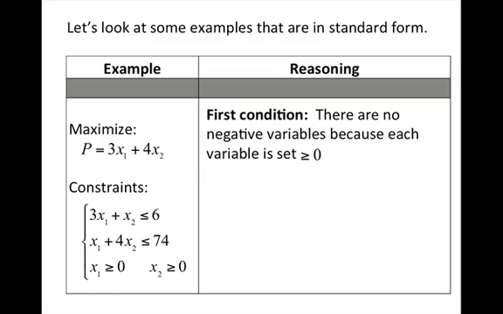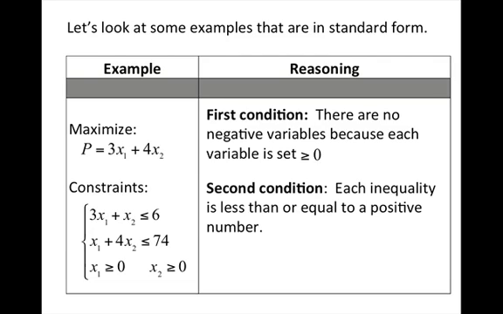Now our second condition is each constraint less than or equal to a positive number. And that is also met. Each inequality that we have in the first 2 inequalities for our constraints is less than or equal to a positive number. Because both conditions are met, this problem is in standard form.